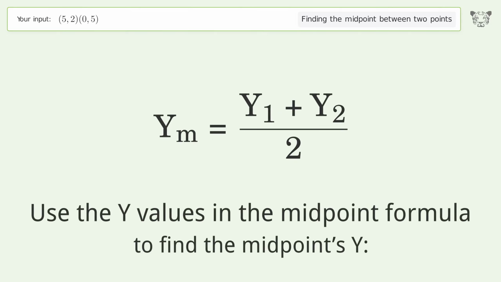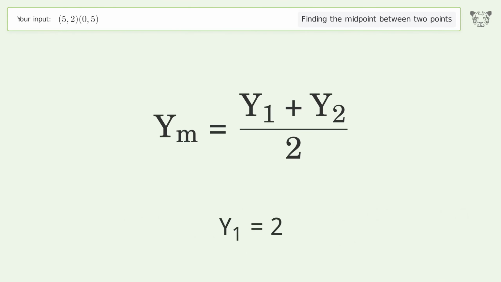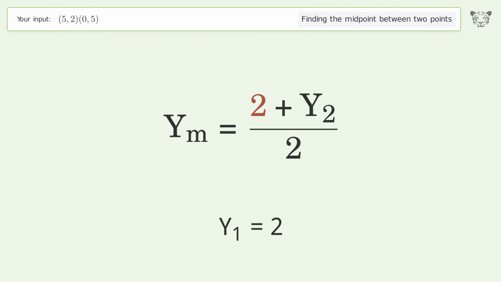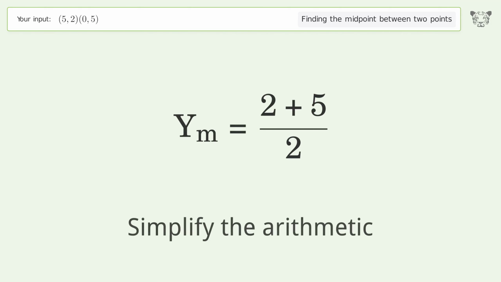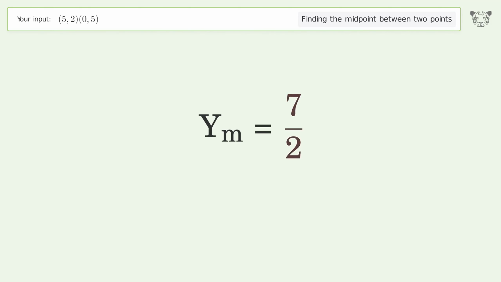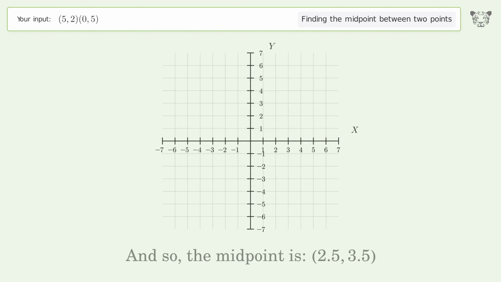Use the y values in the midpoint formula to find the midpoint's y. y1 equals 2. y2 equals 5. Simplify the arithmetic. And so, the midpoint is 2.5, 3.5.